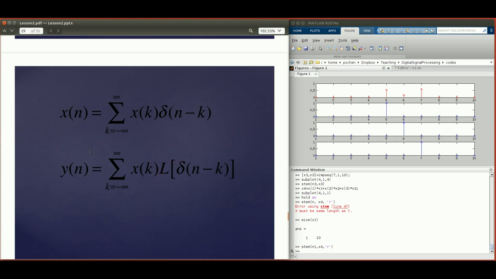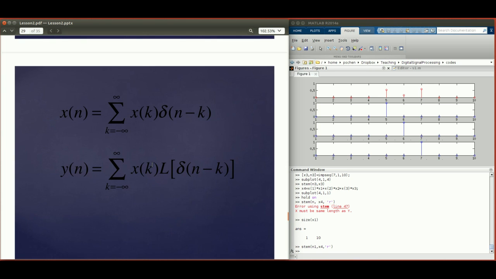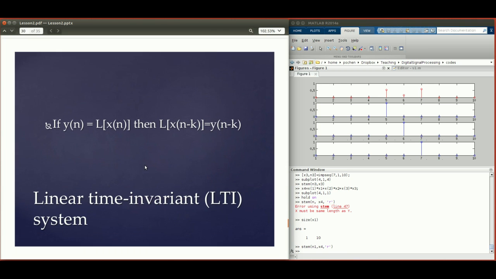So by assuming the system is linear, you can put the operator L onto those shifted delta pulses instead of on the input signal x[n]. That's the first property that we are going to assume for our system: that our system is linear. And then we're going to deal with the second assumption, which is called a time invariant system.